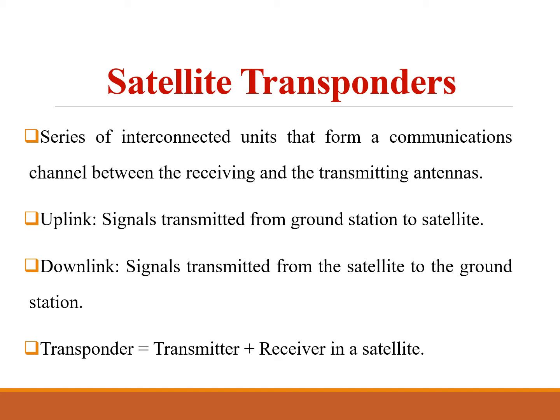Uplink is signals are transmitted from the ground station, that is Earth station, to the satellite, and downlink is signals are transmitted back from satellite to the ground station or Earth station. So transponder is combination of transmitter and receiver inside a satellite. It takes uplink signal from base stations, amplifies it and retransmits it to the ground station.